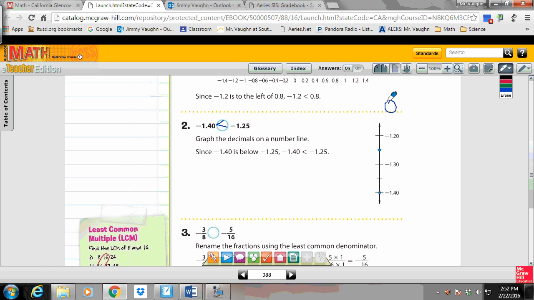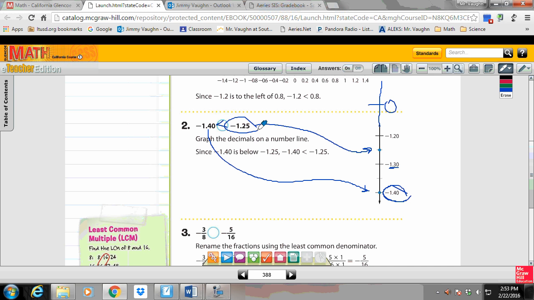And here it is on a number line. There'd be 0 up here. If I was to continue the number line, this is negative 1.2, negative 1.3. So negative 1.5 is right here. Negative 1.40 is right here. It's less than. Okay. Think of temperature. Think of money. You know, I've lost $1.40. My friend lost $1.25. Who's lost more money? You have. So that's how you do those.